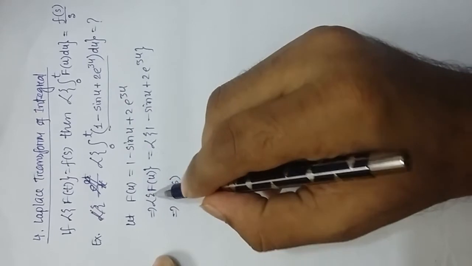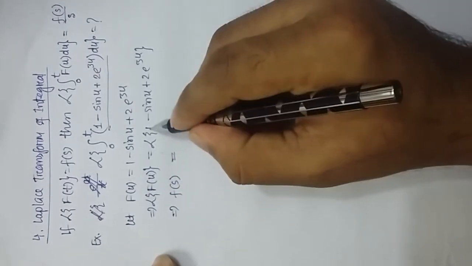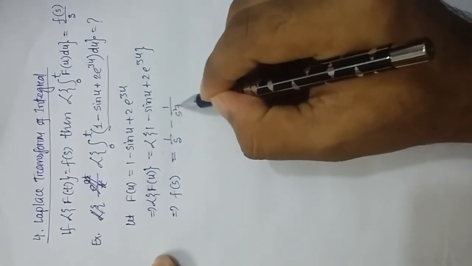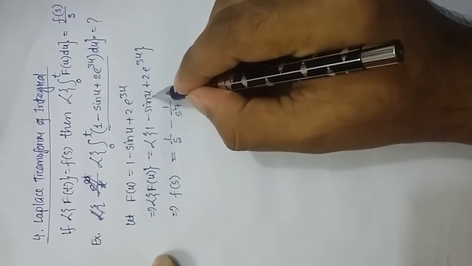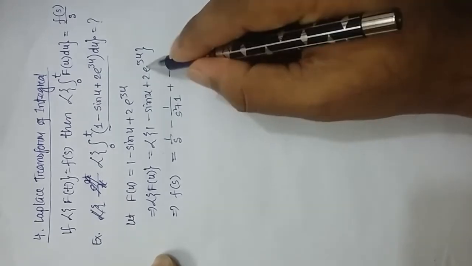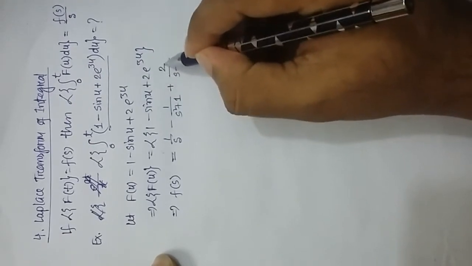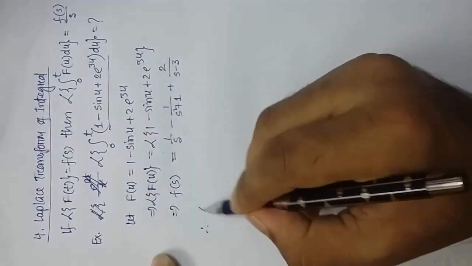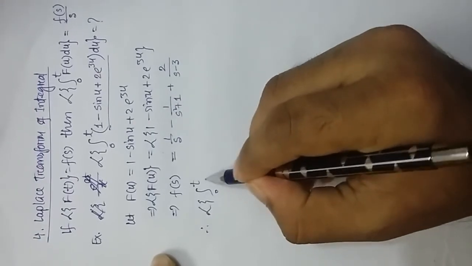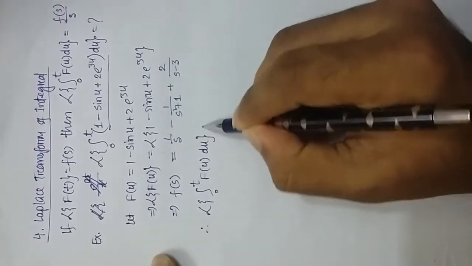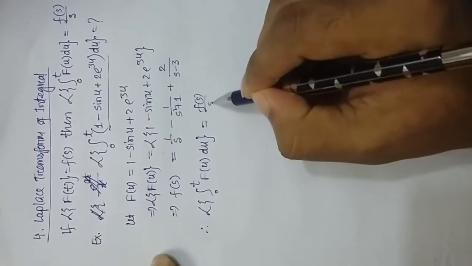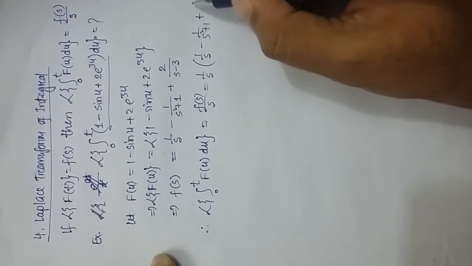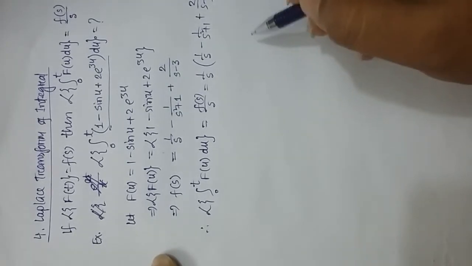And after applying the Laplace transform, we will get the similar thing. Okay, so for 1 it will be 1 by s, and for sine it will be 1 by s square plus 1, since the coefficient of u is 1. Okay, and for e to the power 3u it will be 1 by s minus 3, and these two constants. This is our F of s. Okay, and for this our answer will be Laplace of the integral from 0 to t of f of u du. This will be F of s by s, or we can write 1 by s into (1 by s minus 1 by s square plus 1 plus 2 by s minus 3). So something like this.